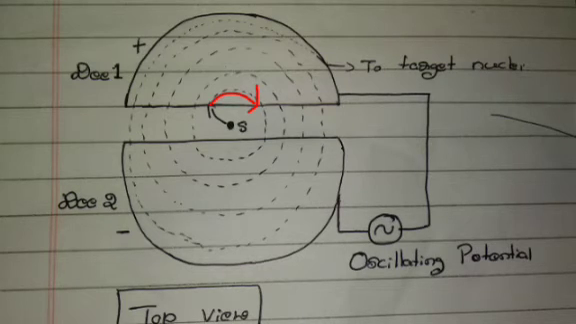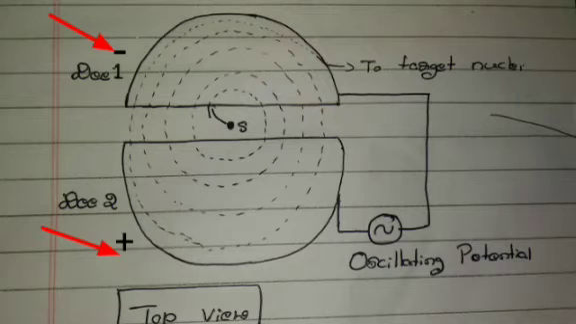There is a small first semicircle which starts from the arrow mark, and the particle completes one semicircle. Again it comes to the gap. When it reaches that gap, the direction of the oscillating potential changes. It means the polarity of the D's will change. Now D1 will get the negative potential and D2 will get the positive potential.